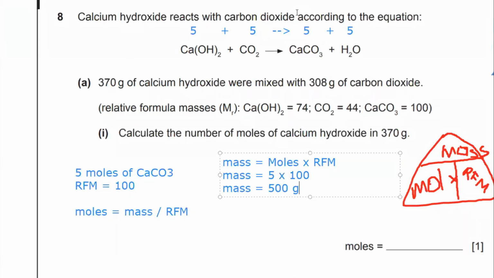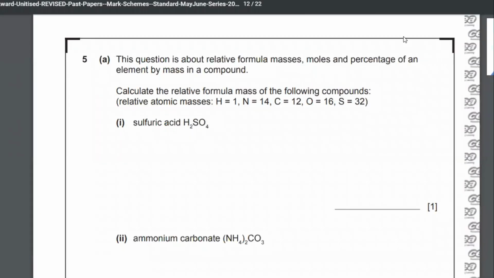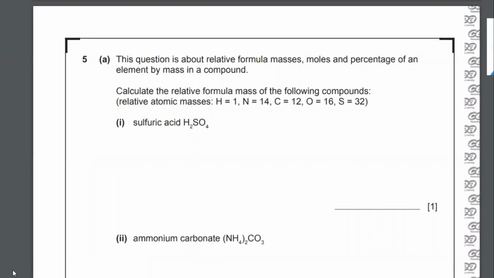Okay, so another type of question that you might be asked about is how to calculate relative formula mass. So relative formula mass is just the sum of the relative atomic masses that are given to you here. They're also the mass number in your periodic table.